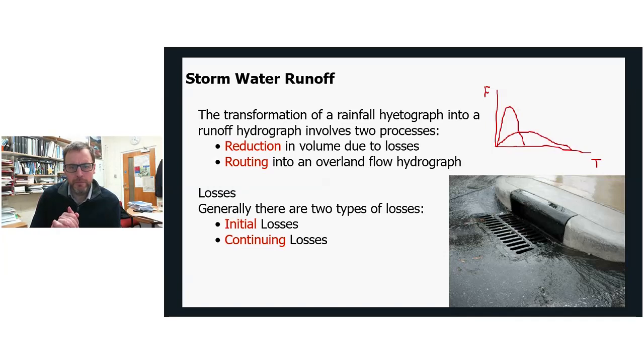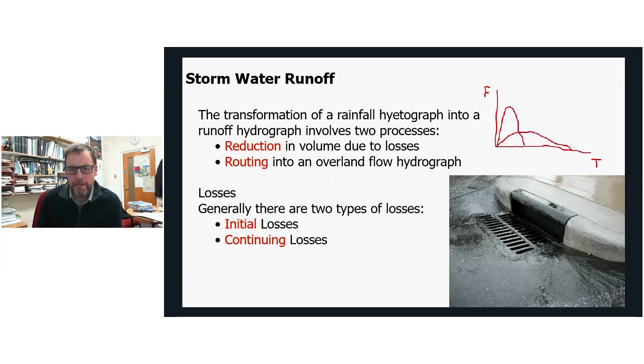So really what we're thinking about here is the transformation of the rainfall hyetograph into a runoff hydrograph, and that involves two steps: the reduction of the volume due to losses, and routing of the overland flow. Now, I've just prepared this little sketch in the top right here about routing. So even if we assume there's no losses due to infiltration, etc., what we would expect is for the rainfall profile as indicated.